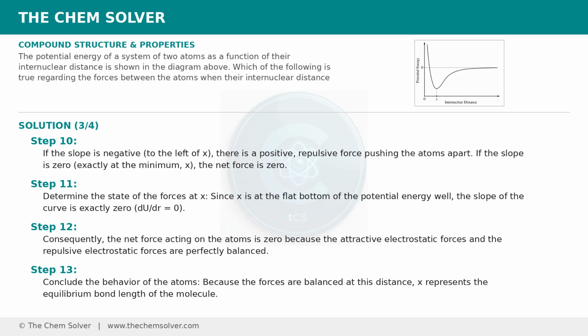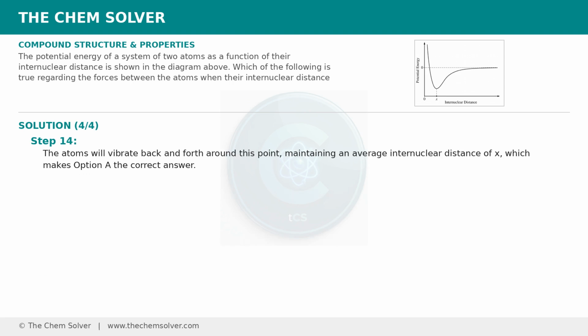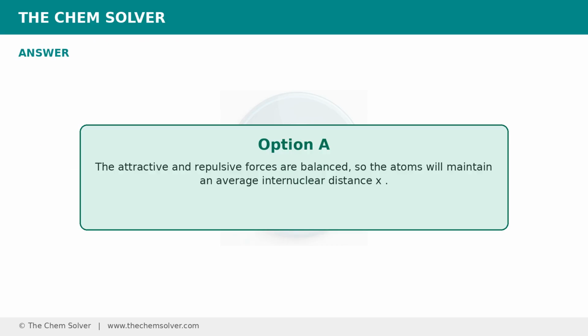Conclude the behavior of the atoms. Because the forces are balanced at this distance, x represents the equilibrium bond length of the molecule. The atoms will vibrate back and forth around this point, maintaining an average internuclear distance of x, which makes option A the correct answer. The correct answer is option A. The attractive and repulsive forces are balanced, so the atoms will maintain an average internuclear distance x.